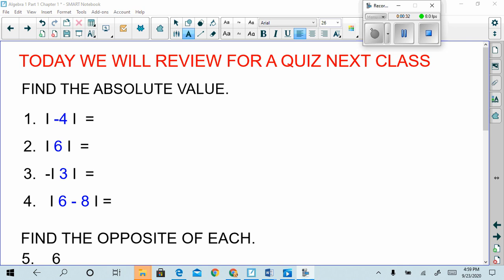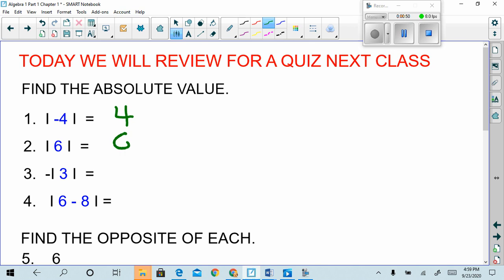Find the absolute value. We know absolute value is a number's distance from zero. So we're going to think about how many spaces -4 is from the origin, and absolute value is always positive. How far is 6 from the origin or 0? 6 spaces. In the third one, we're looking at this negative on the outside, which says the opposite of the absolute value. Well, if the absolute value of 3 is 3, the opposite of 3 is -3.